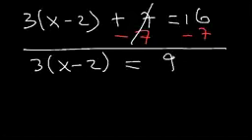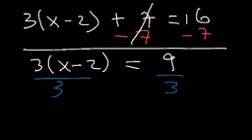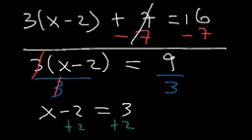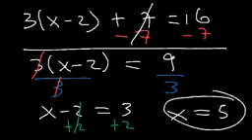Now at this point, I could distribute the 3, but I think there's going to be more work if I do it that way. I can also divide both sides by 3, since the 3 is multiplied to the x minus 2. These will cancel. Since I no longer have a number in front of the parentheses, I don't need the parentheses anymore. So it's simply x minus 2. 9 divided by 3 is 3. Now the last thing I need to do is add 2 to both sides. 3 plus 2 is 5. And so that's the answer for this particular problem. X is equal to 5.